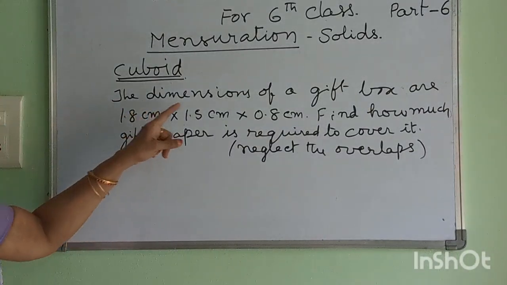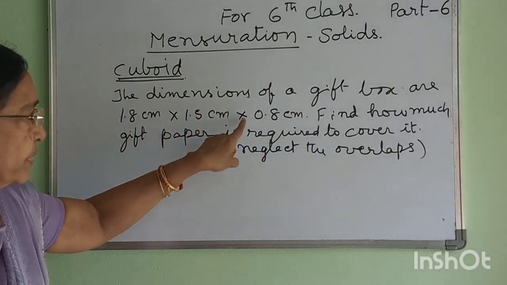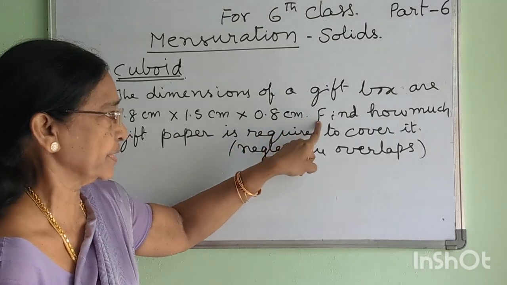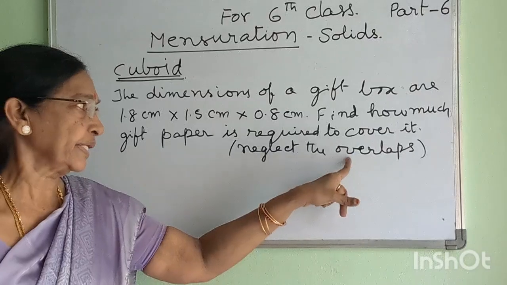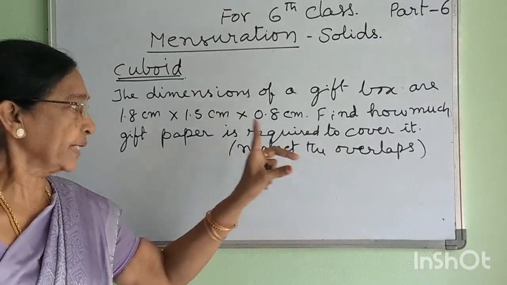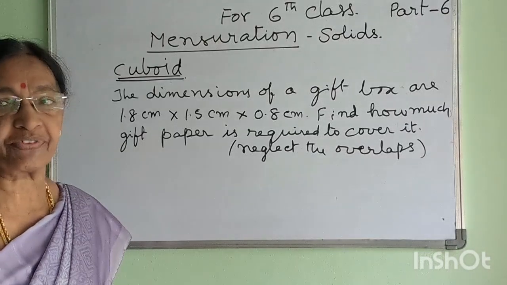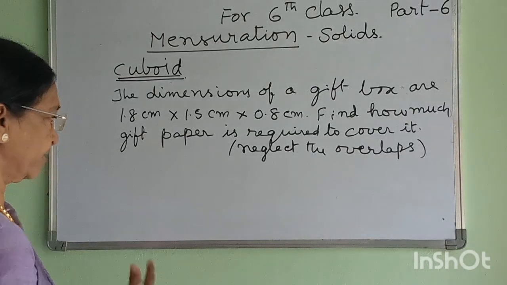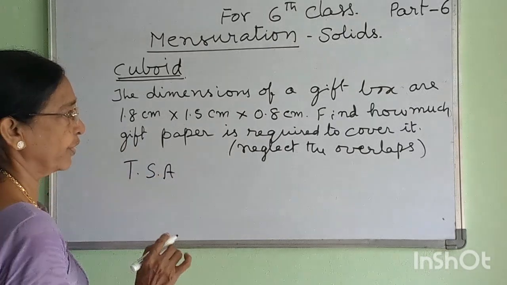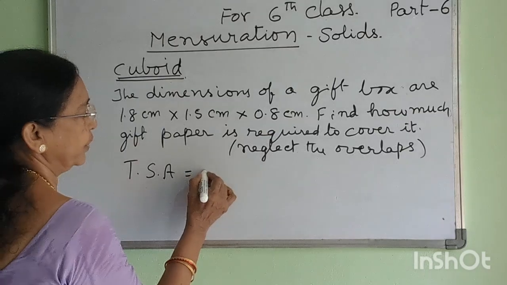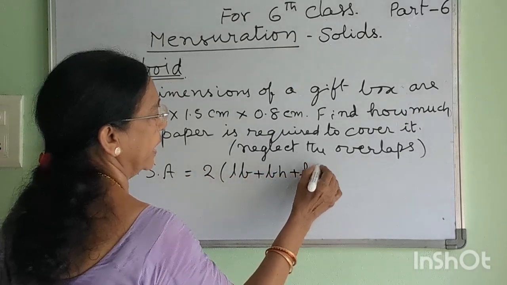So the dimensions of a gift box are 1.8 centimeters by 1.5 centimeters by 0.8 centimeters. Find how much gift paper is required to cover it. Neglect the overlaps. The area of the gift paper required to cover it is equal to the total surface area of the gift box. Therefore, the total surface area of the gift box, which is in the shape of a cuboid, is equal to 2 times (LB + BH + HL).